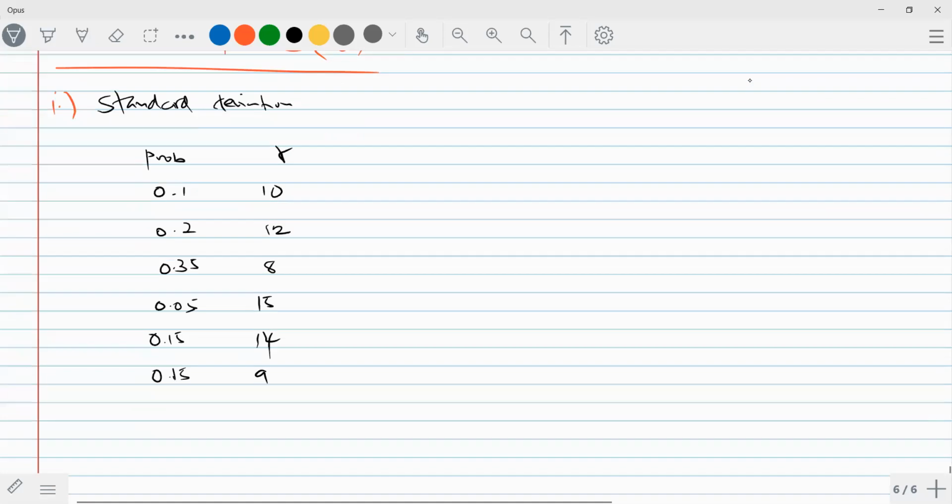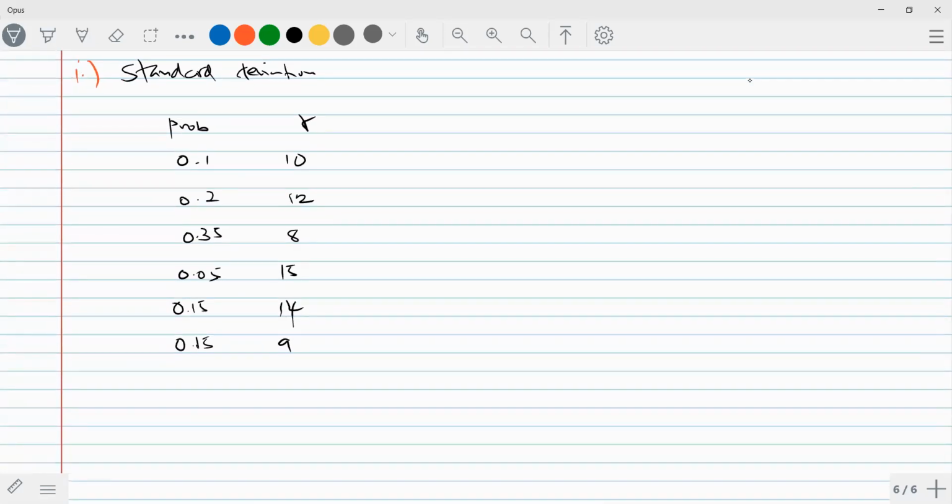The first thing we need to get is the mean return. So, probability multiplied by the return. 0.1 times 10 gives 1, and then 2.4 for the next. We simply multiply probability times the return, from the first outcome all the way to the last outcome. The sum total will give us the mean return for asset Y. And what do you get as the mean return for asset Y?